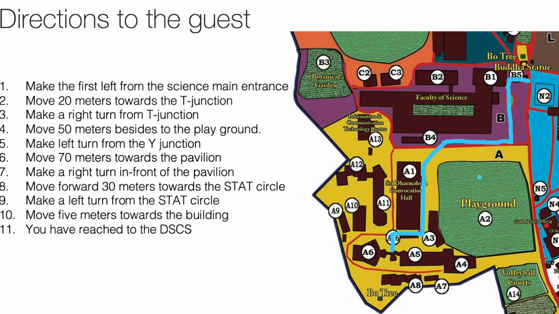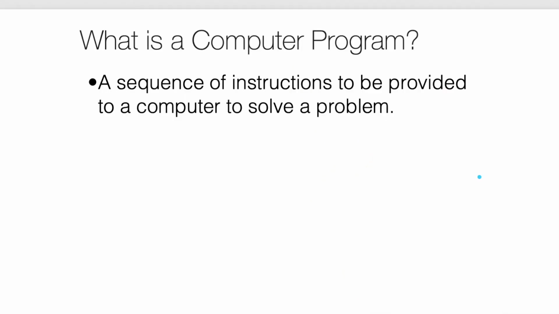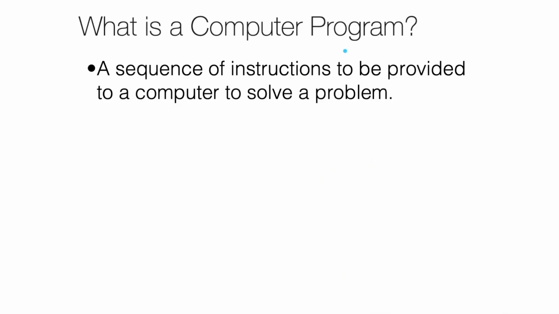Right? So similar to this set of directions, when you are solving a problem using computers, you have to write a computer program. What is a computer program? A computer program is a sequence of instructions to be provided to a computer to solve a particular problem.